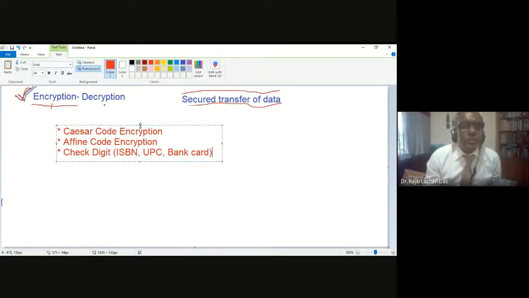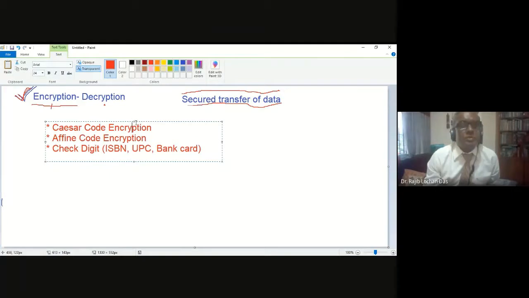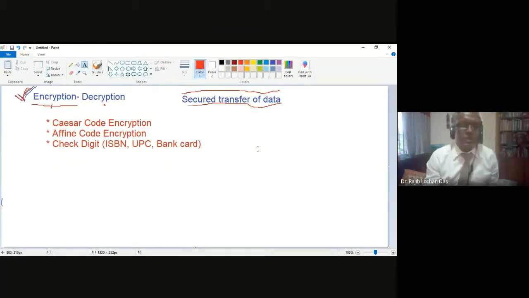Okay. So about that movie, that was actually Caesar code encryption in the Imitation Game movie. So we will talk about all these three here in this chapter. In the Caesar code encryption, we will show you how to make the code of a message and how to decode, that is how to decrypt the message. And in affine code encryption also the same thing, we will show how to make the code of some data and how to decode this. So I will show you coding decoding for Caesar, coding decoding for affine, and I will show you how the check digit can be used for ISBN number.